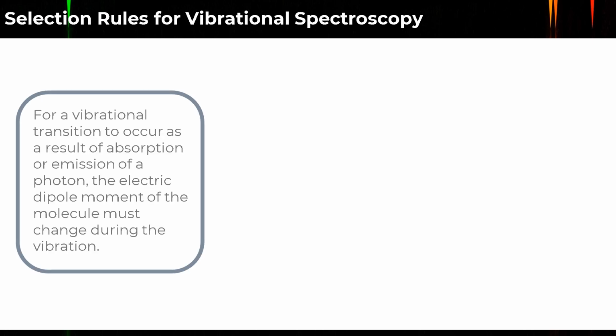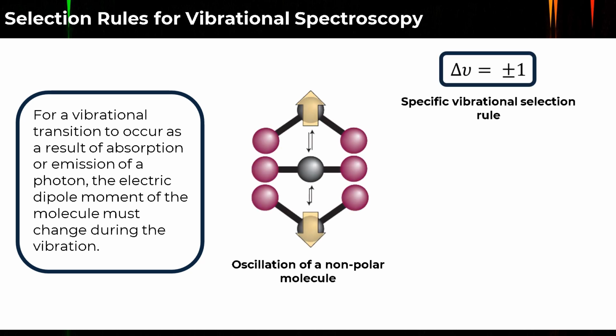Now, the gross selection rule for vibrational transitions focuses on this particular statement. For a vibrational transition to occur as a result of absorption or emission of a photon, the electric dipole moment of the molecule must change during the vibration. This means that in order for a molecule to shake the electromagnetic field into oscillation, it should have an electric dipole moment that oscillates as the molecule vibrates, which can be seen in this figure right here.